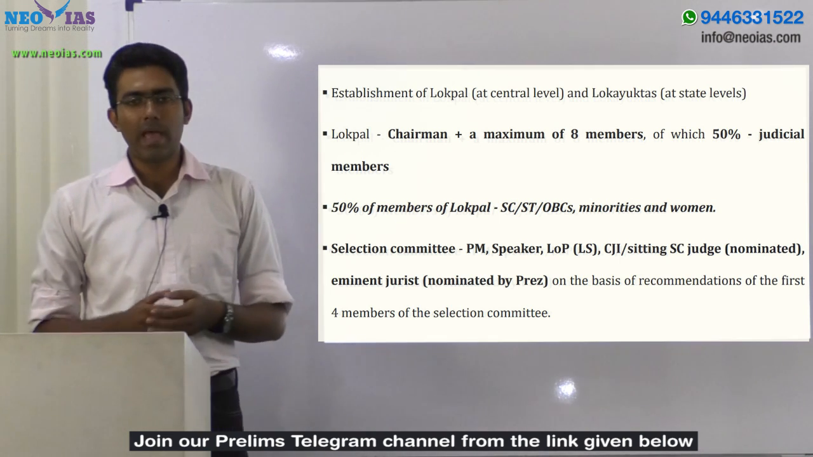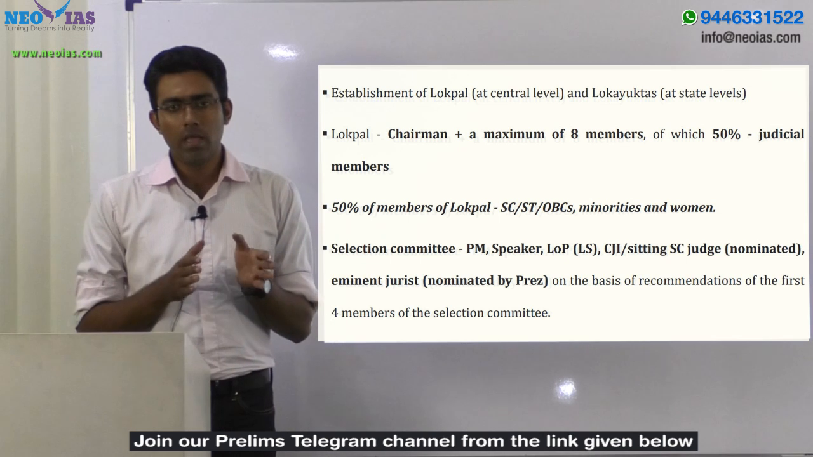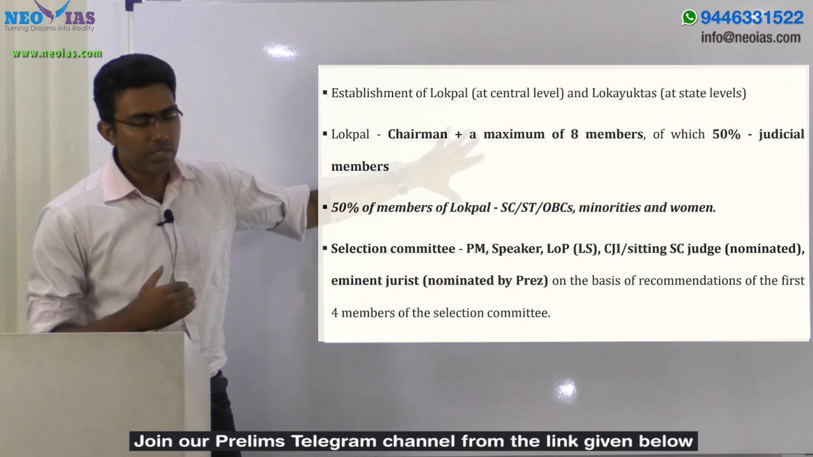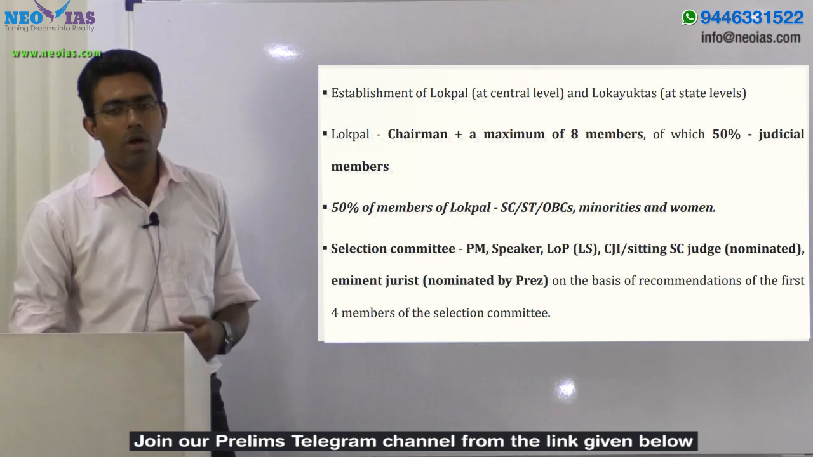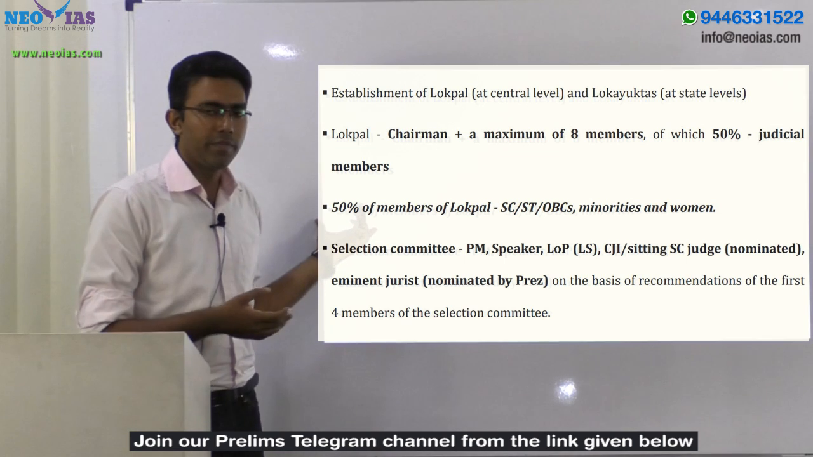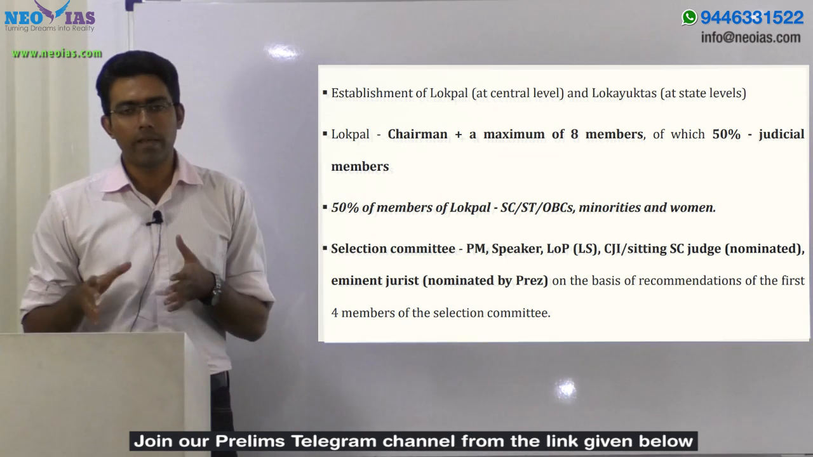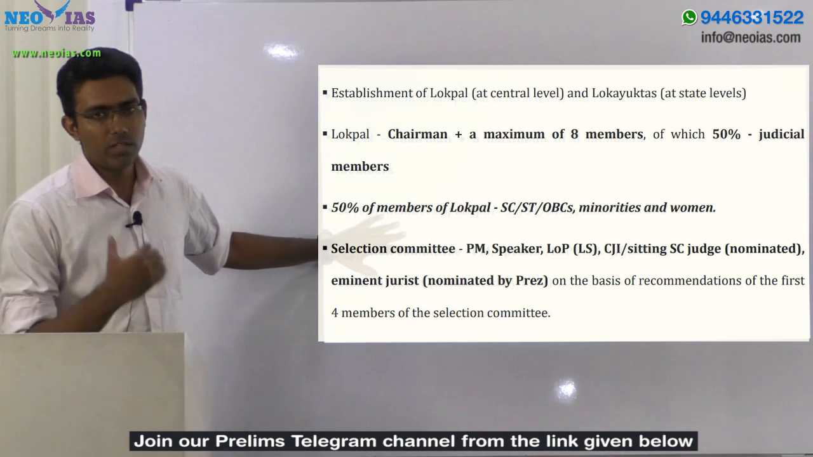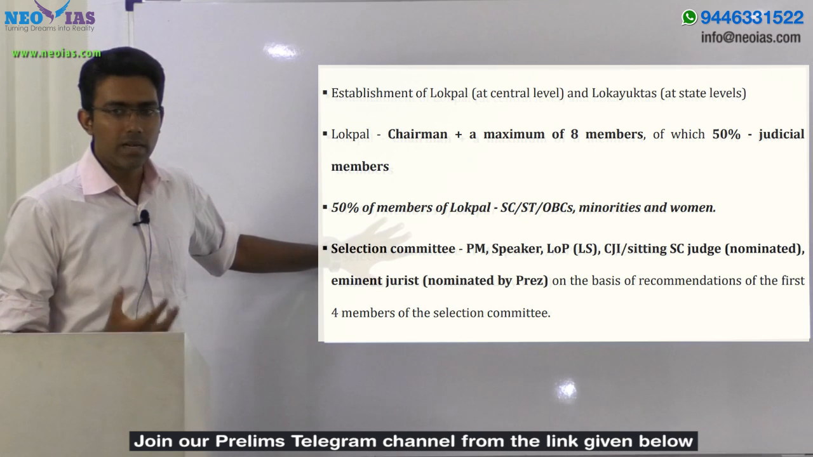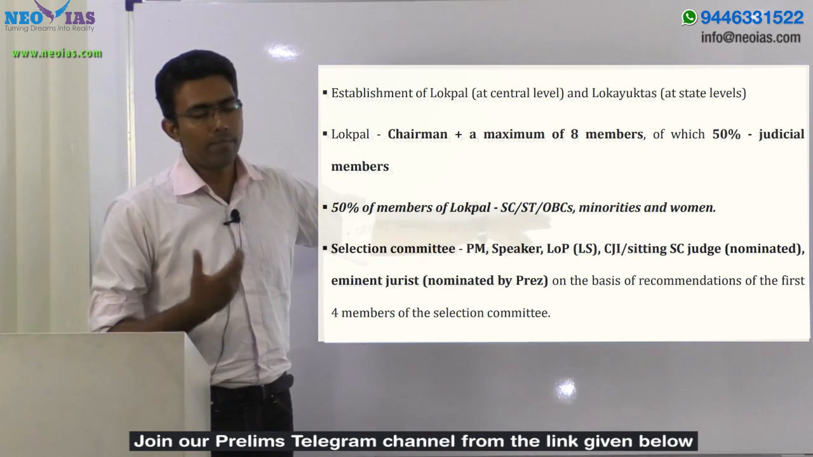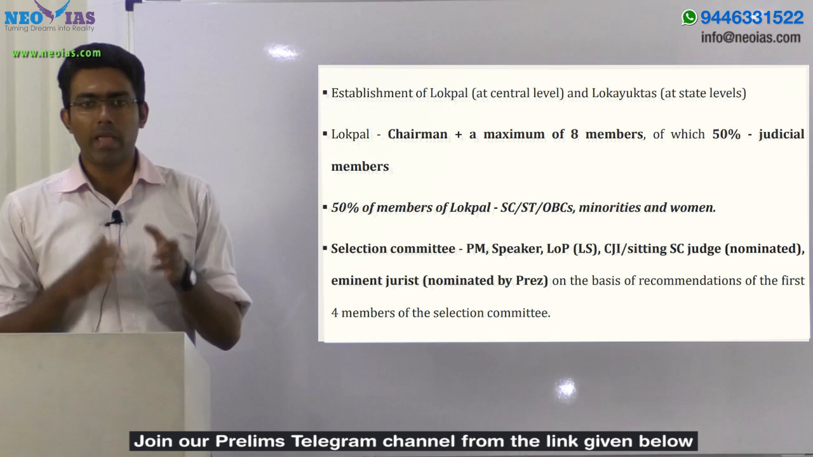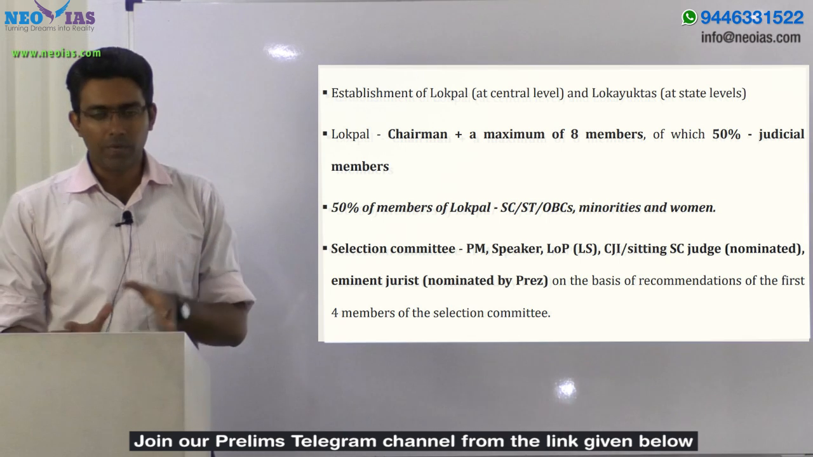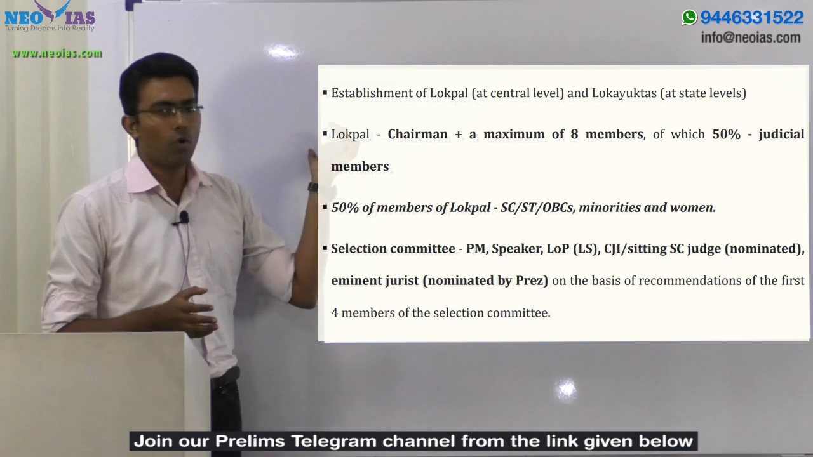The institution of Lokpal will be composed of a chairman as well as members. Regarding the members, it would consist of not more than 8 members, of which 50% have to be drawn from a judicial background, that is, they will be judicial members. Also, among the chairperson and the members, 50% shall come from Scheduled Caste, Scheduled Tribe, OBC, that is Other Backward Classes, as well as minorities and women. So these classes will constitute nearly 50% of the composition of this Lokpal institution.